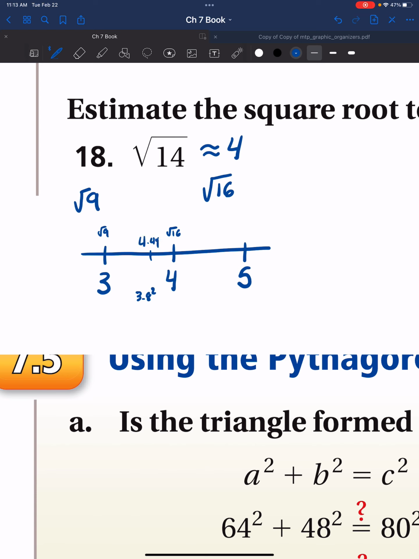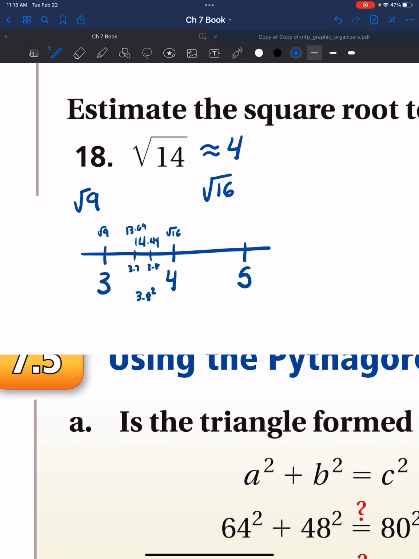14.44. 3.7 is 13.69. Yep. So 3.7 is what? 13.69. Okay, so which one is closer to 14? 13.69 is closer to 14 than 14.44. Oh, wait, what was it?